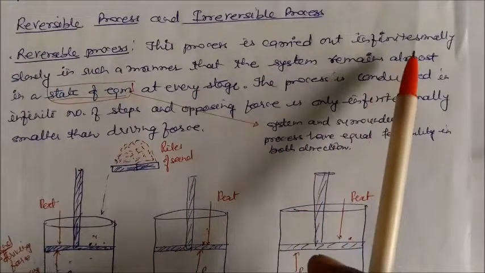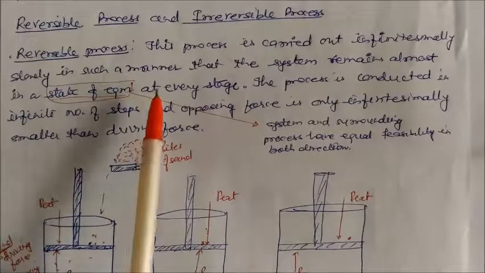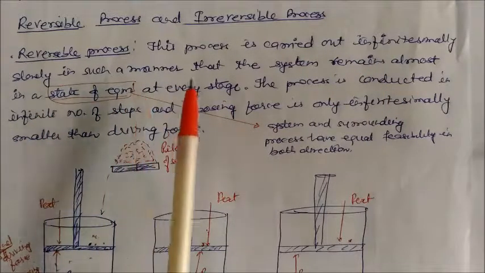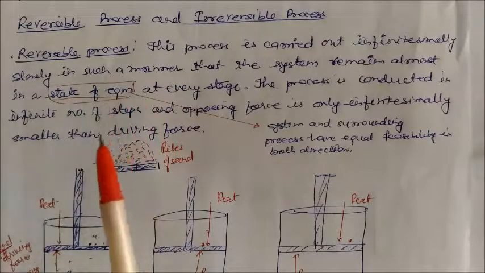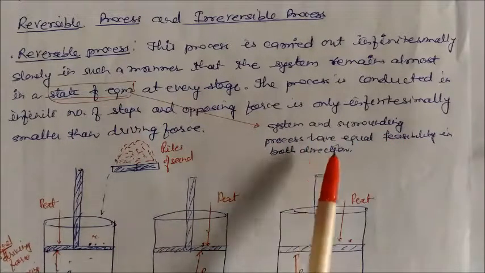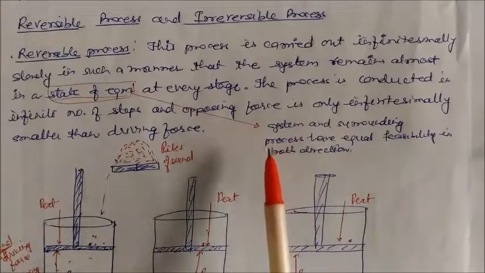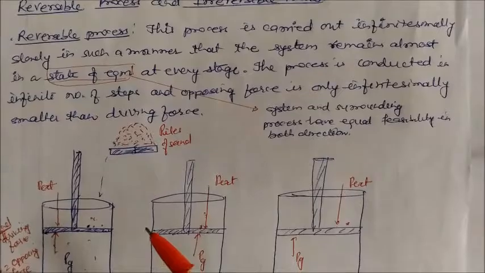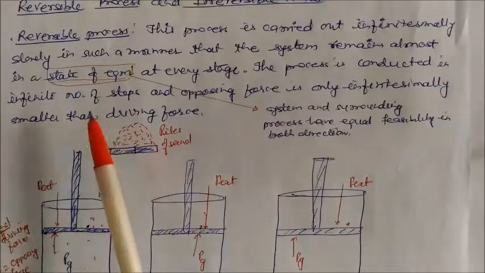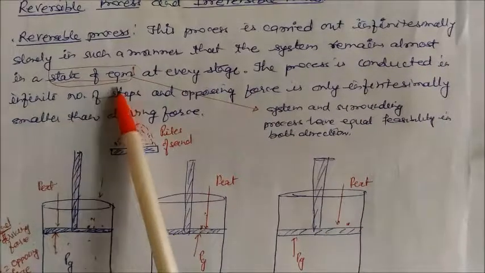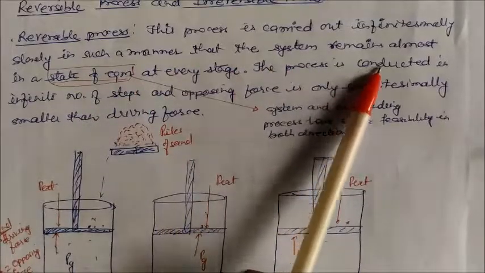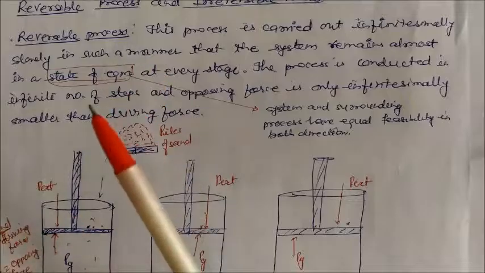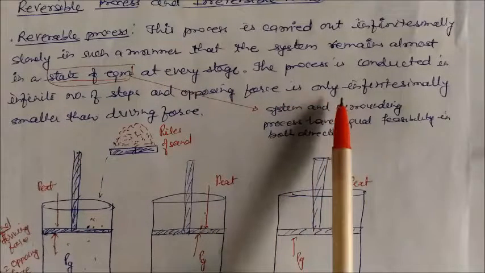In the above examples, during the process, the system returns to the original state A after successive changes. Suppose A to B, B to C, C to A. At A, the pressure, volume and temperature are P1, V1, T1. At B, P2, V2, T2 are different. Again at C, P3, V3, and T3. When again reaching A, it becomes P1, V1, T1. So the change in internal energy and enthalpy for the cyclic process is zero. We'll discuss what internal energy and enthalpy change are in the coming lectures.